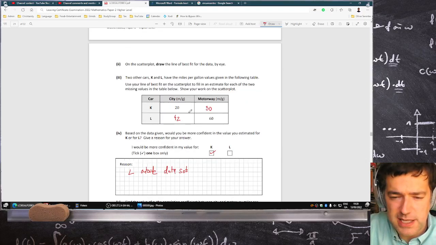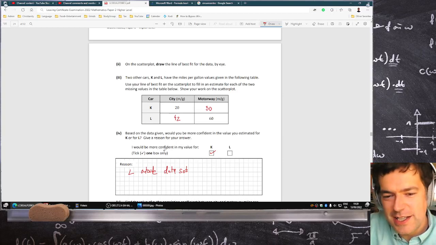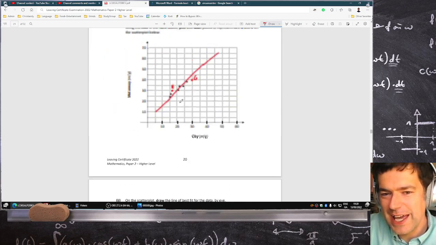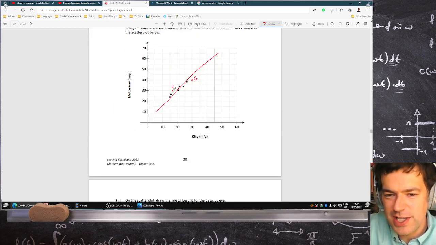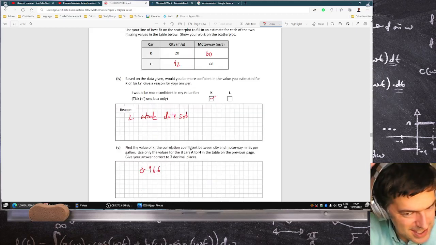And then use your line of best fit to read off two values. So my terrible line gave me 30 and 42 as the answers here. Hopefully you got something similar. And then they asked, which one are you more confident in? The reason I opted for the K is because the K was in the data set here, whereas the L was out here at the 40. So L was outside the data set.